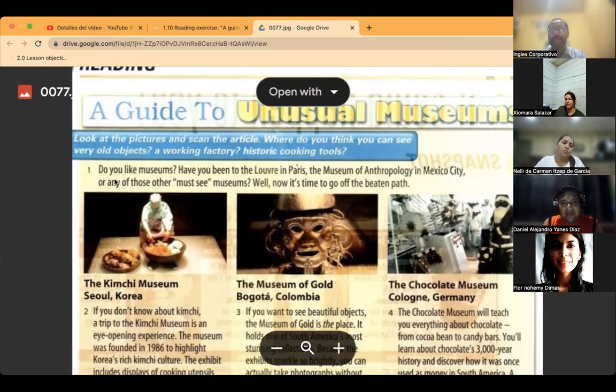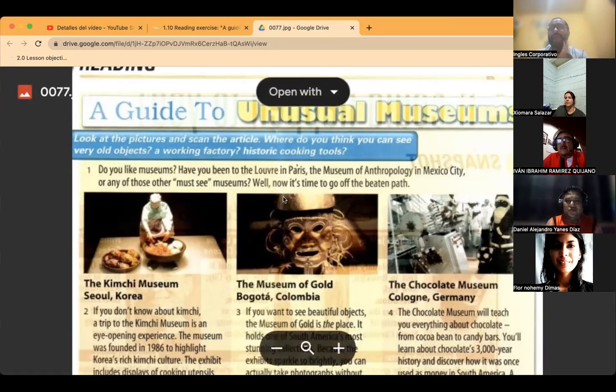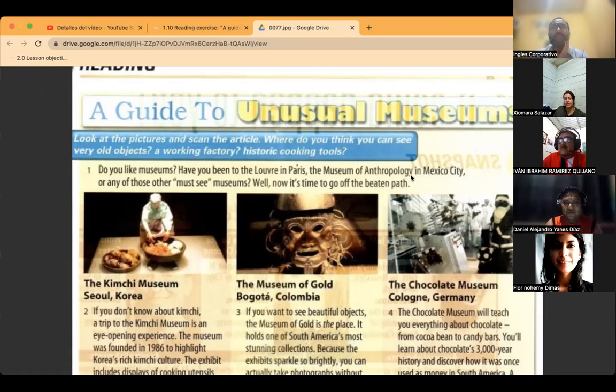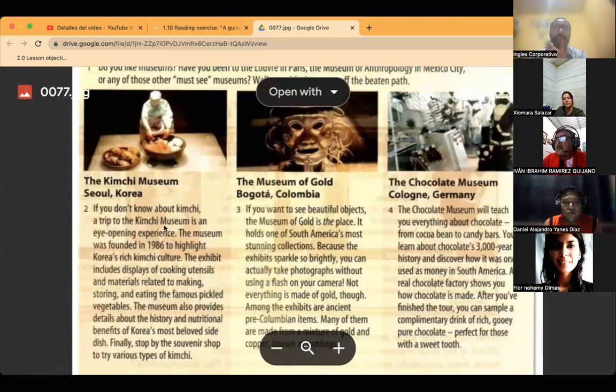Do you like museums? Have you been to the Louvre in Paris, the Museum of Anthropology in Mexico City, or any of those other must-see museums? Well, now it's time to go off the beaten path. Thank you. Okay. It's time to go off the traditional path or the traditional museums. This is the idea. Here we have the 3 museums.